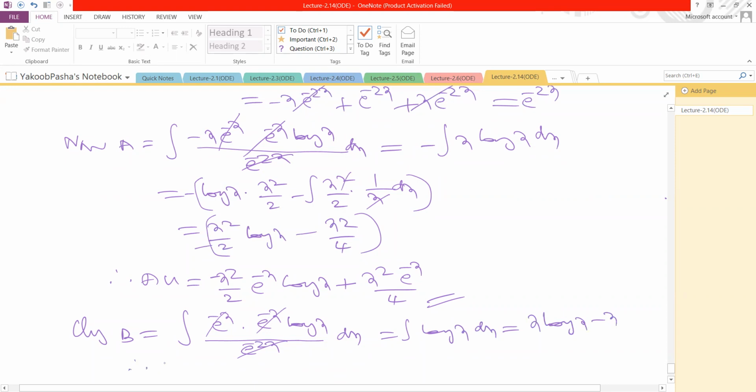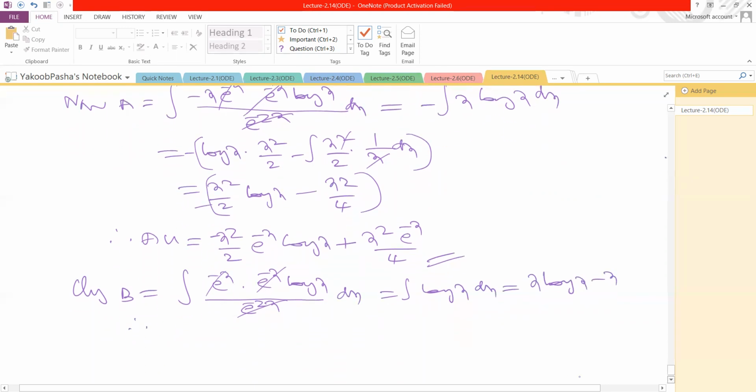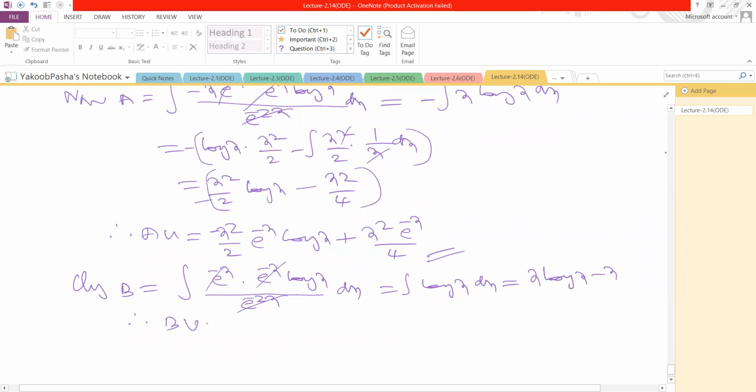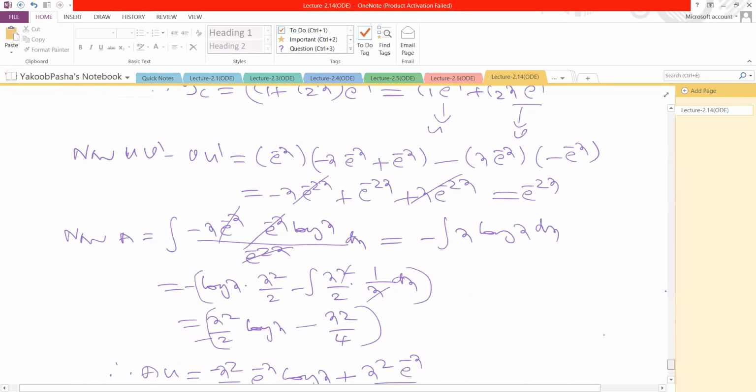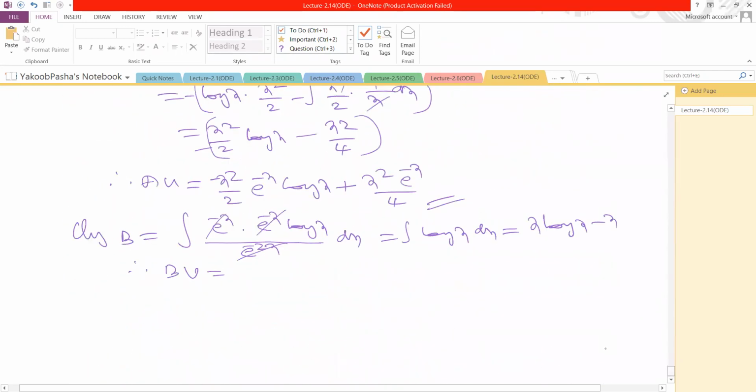Now we multiply b with v. So bv is equal to, what is b? x e power minus x. While multiplying, we get x e power minus x square e power minus x into log x minus x square e power minus x. This is bv. Now we have to find the particular integral, that is yp equal to au plus bv.